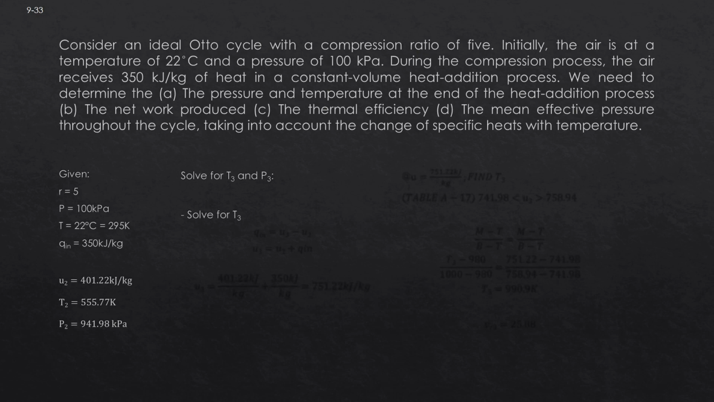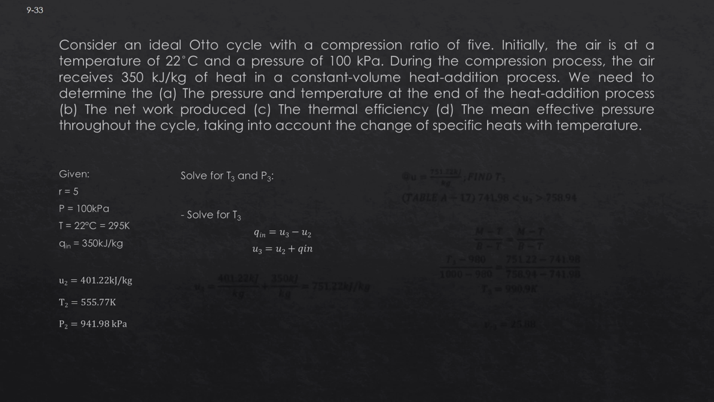To solve for the temperature at state 3, we have this equation. Q sub in, or the energy input, equals U sub 3, or the internal energy at state 3, minus internal energy at state 2. So since we are looking for the temperature at state 3, using this equation, we'll find the internal energy at state 3. And rearranging the equation, we'll get U sub 3 equals U sub 2 plus Q sub in.